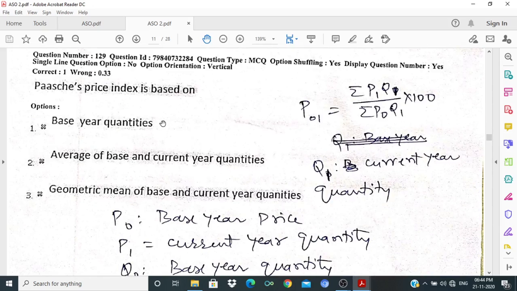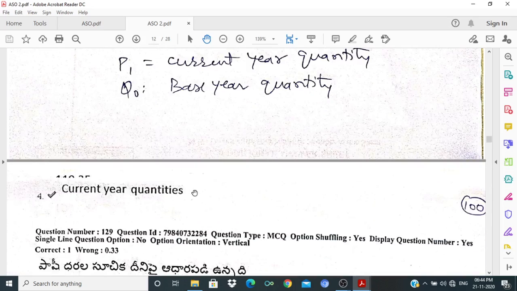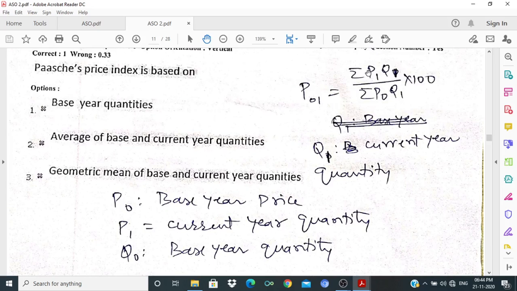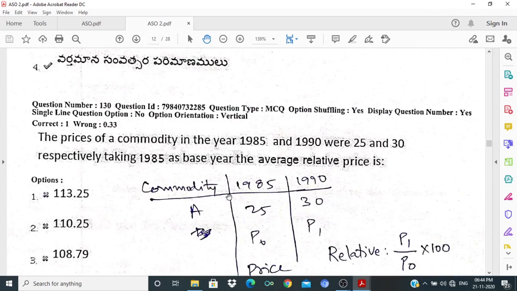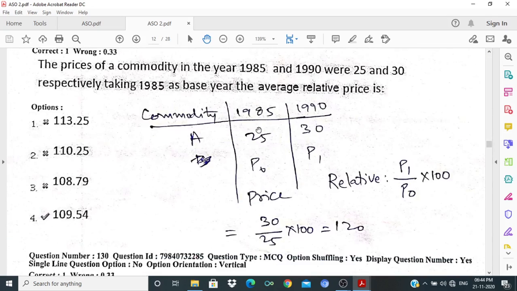Cauchy index number is based on current year frequencies. Formula is sigma P1 Q1 by sigma P0 Q0. Here, quantity consumed in the current year is treated as weights. Prices of a commodity in the years 1985 and 1986 are 25 and 30 respectively. Average relative price is P1 by P0 into 100. 30 by 25 into 100, 120.